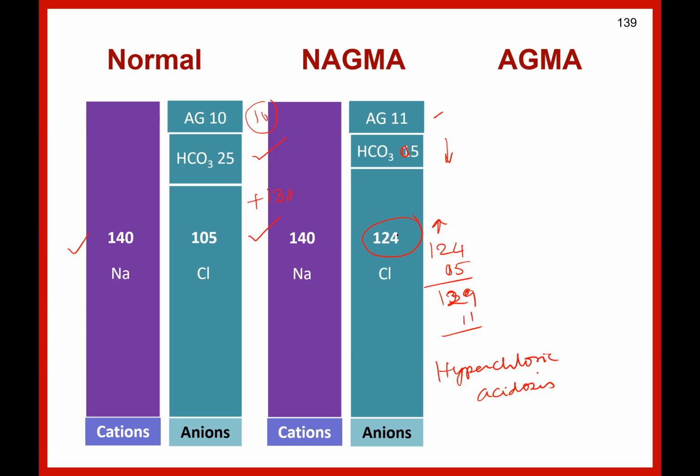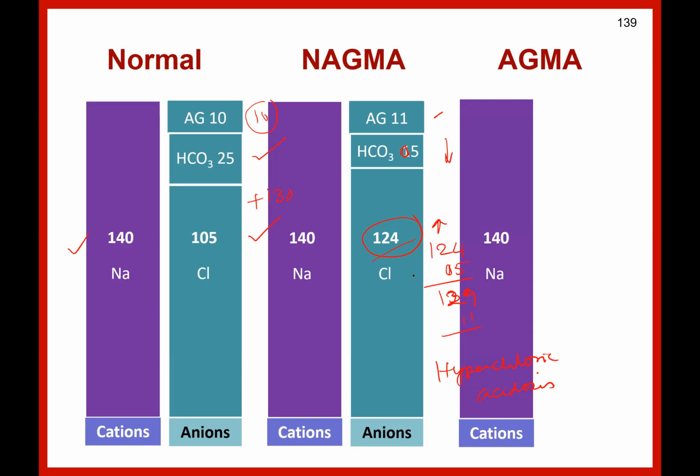That is, no acid is added from outside, and the body is managing by increasing the chloride. The hyperchloremic acidosis. Not that hyperchloremia causes acidosis. Hyperchloremia is a manifestation of this acidosis. Because bicarbonate went down, the other variable which matches that, the chloride, has increased.